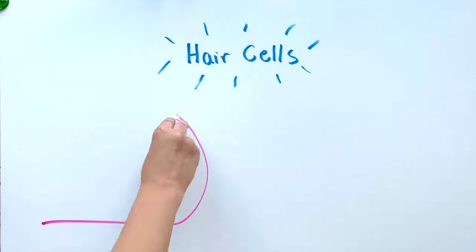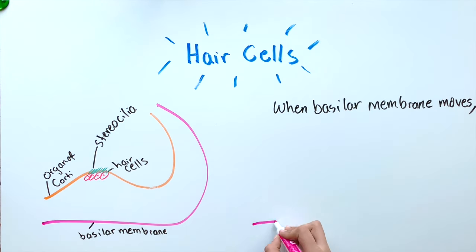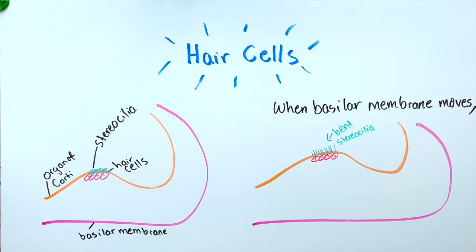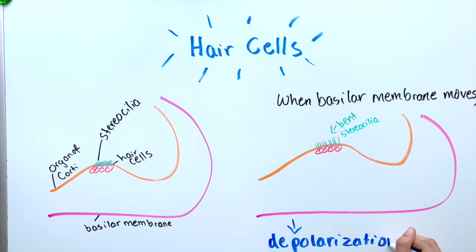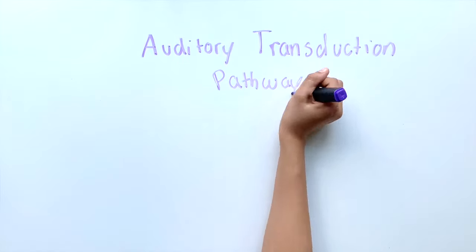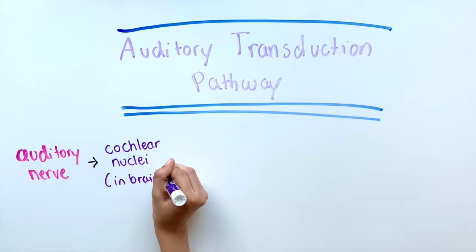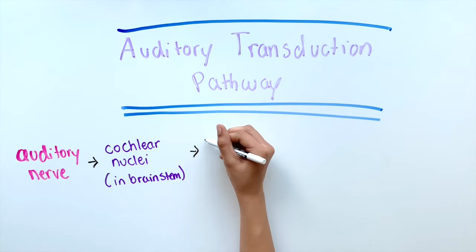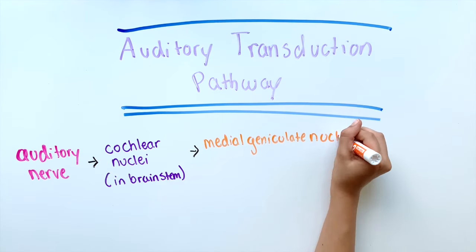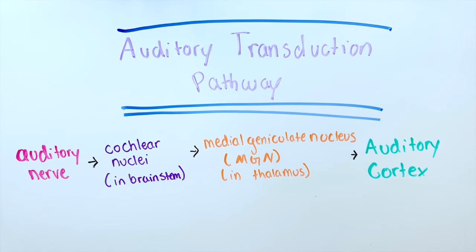Hair cells each have about 100 stereocilia, and when the basilar membrane moves, the stereocilia are bent, which opens potassium channels and depolarizes the cell. This depolarization signal is sent to the auditory nerve fiber, and after passing through the cochlear nuclei in the brainstem, the signal reaches an area in the thalamus called the medial geniculate nucleus, also known as the MGN. The signal passes from the MGN to the auditory cortex, which processes auditory information.